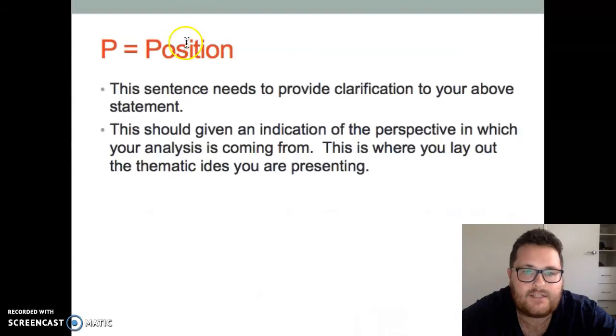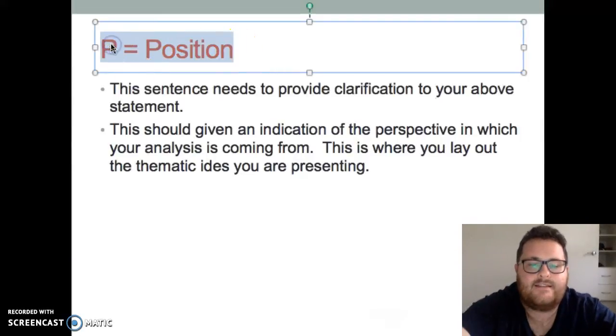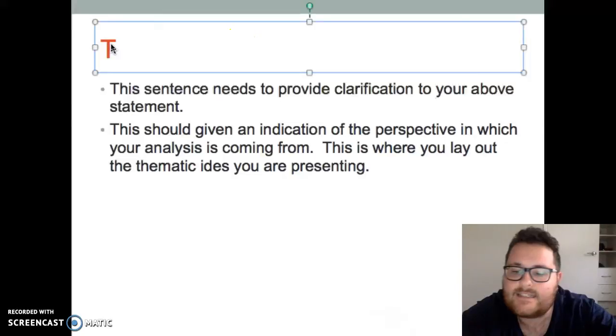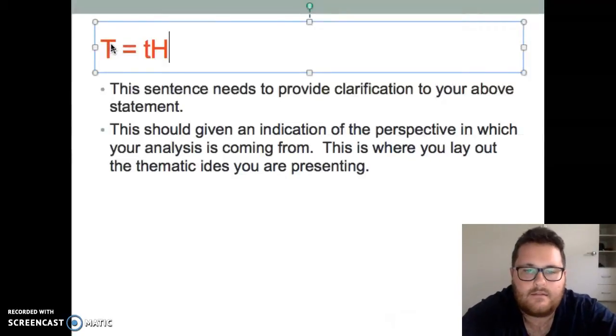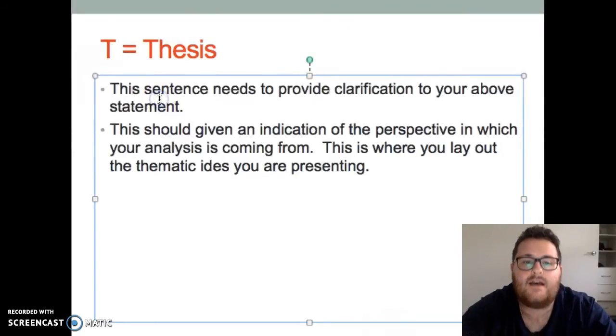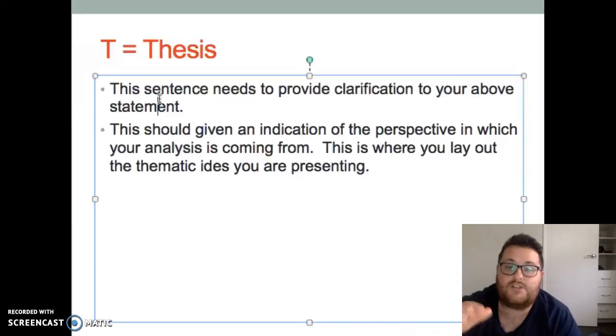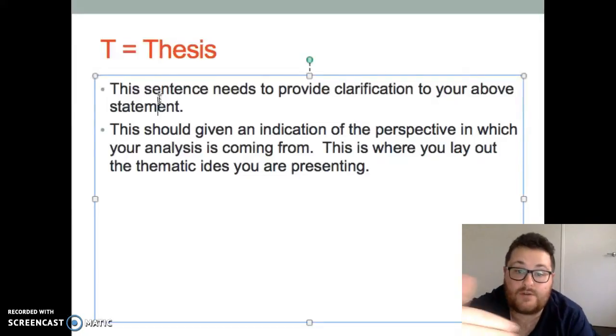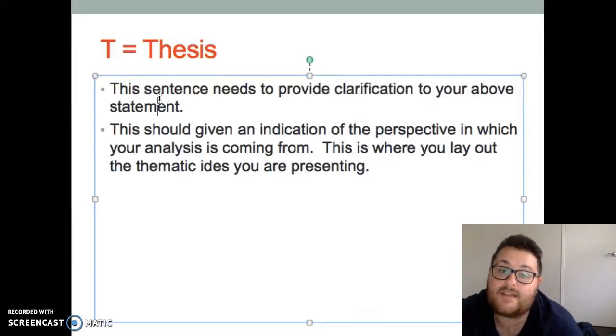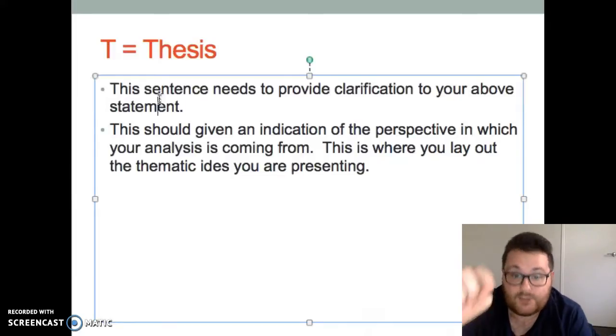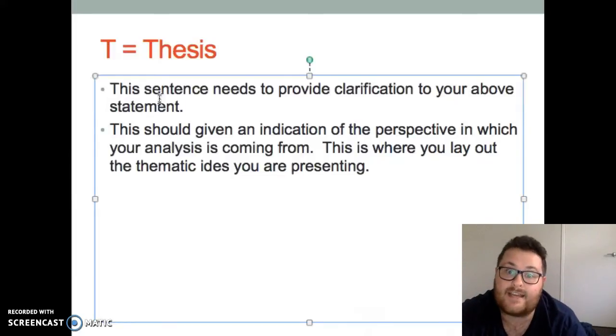After you've given that, you need to give your thesis. This statement needs to provide clarification on the above statement. It should give an indication of the perspective in which your analysis is coming from. This is where you lay out the thematic ideas you're presenting. Your thesis is the central part of your essay, and it needs to be sustained throughout all of the essay, and it needs to be in those first couple of sentences.